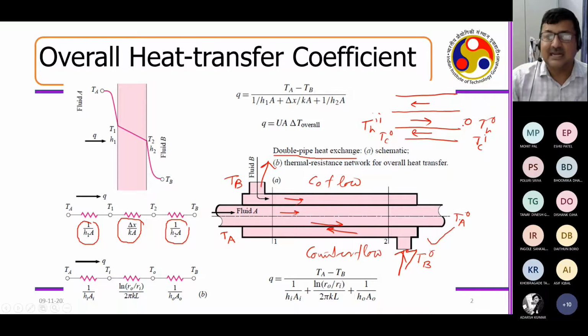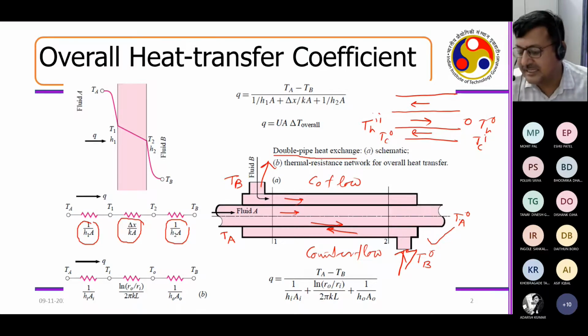So you may see that the driving force that we were taking as TA minus TB is for a one-dimensional system. That may not be exactly applicable to this type of heat exchanger, based on the type of flow arrangement that you make. And that is the major thing you need to really get into in terms of this sort of situation, right?